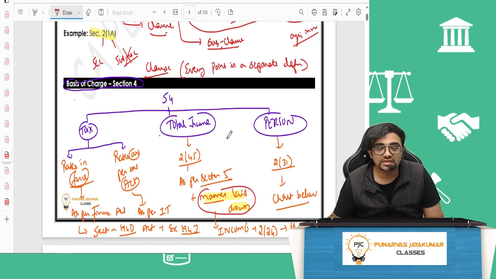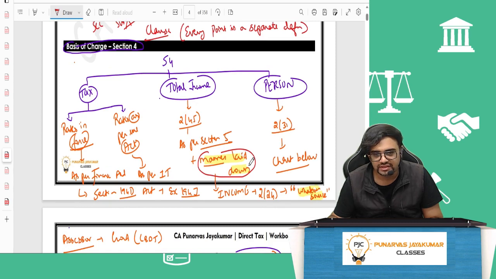Tax means there are two types of taxes. One is tax at the rates in force. One more is rates as per the act. Rates in force means what? As per the Finance Act, section 194D. Rates as per the act means as per Income Tax Act, 194J. Example I am telling. Whenever they have written rates in force, it means it will be in the first schedule of the Finance Act.